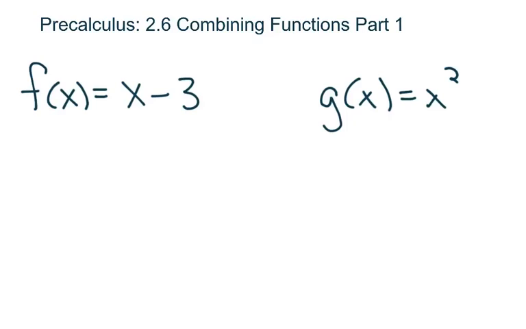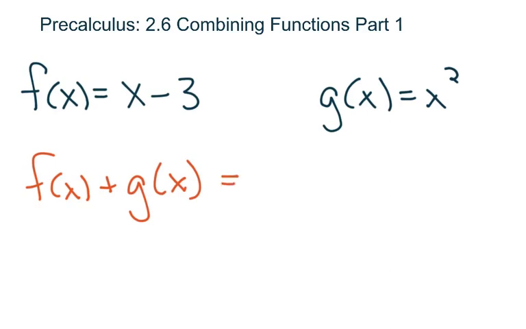In combining functions part 1, we're going to talk about performing operations on functions. The four major operations we perform on anything are addition, subtraction, multiplication, and division. So this may be new notation to you, but what it says is add function f of x with g of x. In other words, add x minus 3 and x squared.